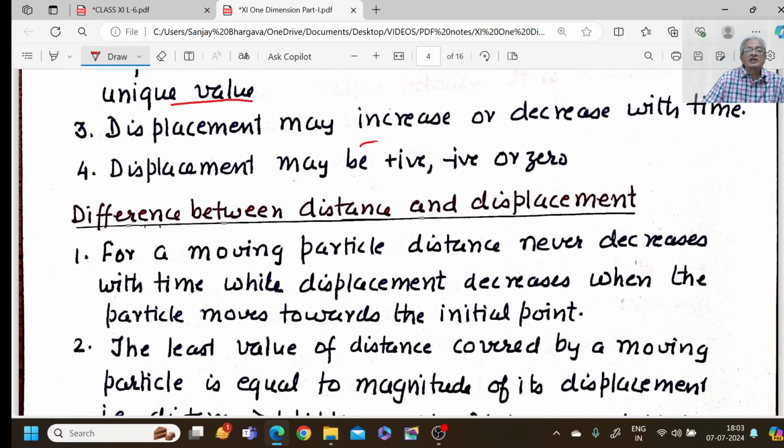Displacement may increase with respect to time or also decrease with respect to time. And displacement may be positive, negative or zero.